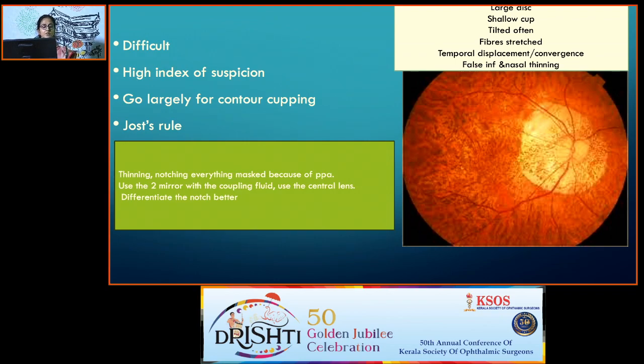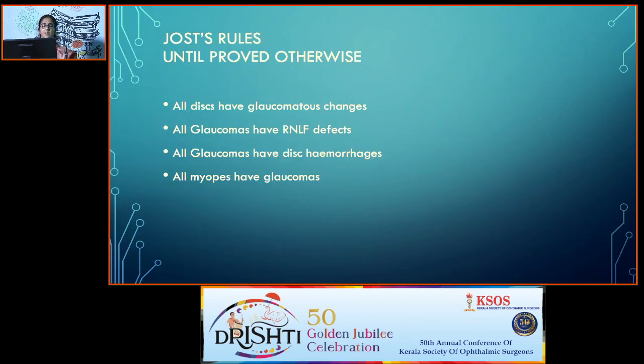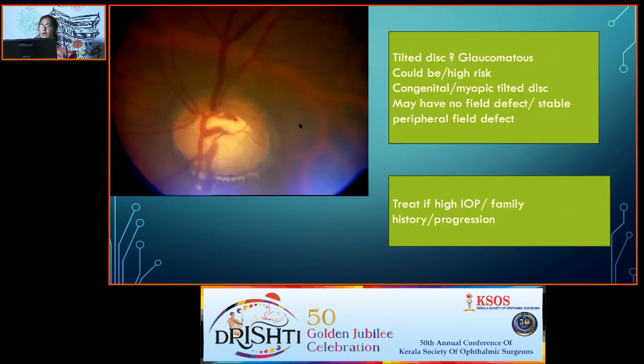And another important thing is you can apply Joe's rule. I will come to that. And always important is to look for the family history or look for the progression. Joe's rule says that unless and until proved otherwise, you have to consider all of these as having glaucomatous changes. All glaucomas have RNFL defects. All glaucomas have disc hemorrhages, and all myopes have glaucoma, unless otherwise proved. And a tilted disc may be glaucomatous, that may be familial, and it can be of high risk also.